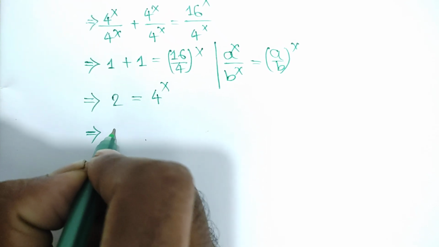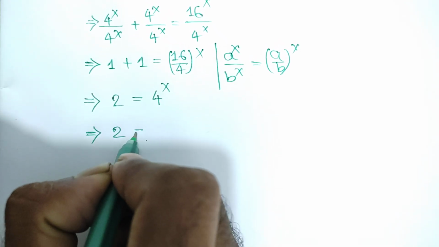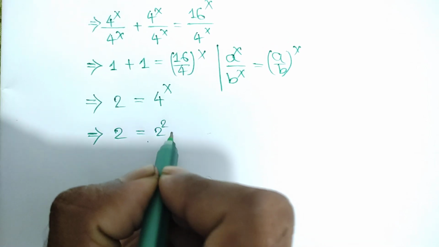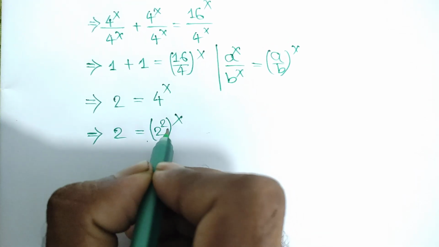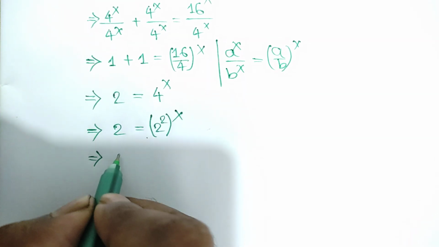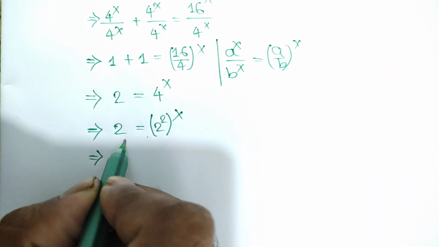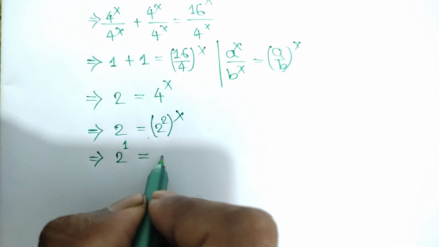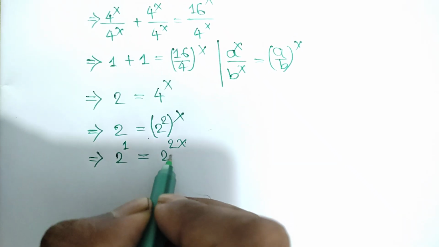2 is equal to, here we can write 2 square, because 2 square is the same as 4, whole to the power x. 2 can be written as 2 to the power 1, because 2 to the power 1 is the same as 2, is equal to, here we can write 2 to the power 2x.